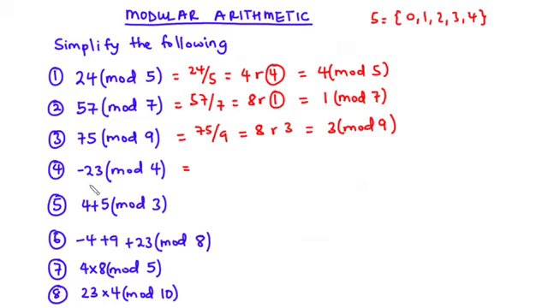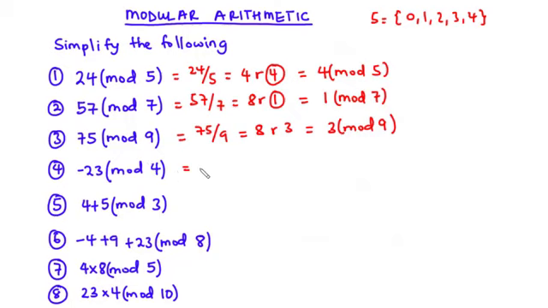For question 4, we have a negative value. So in simplifying modulo of a negative number, we are not just going to divide by the value of the modulo. However, we are going to add the value of the modulo, which is 4, to negative 23 until we get a positive value less than 4. So that is what we are going to do. We are going to add 4 to negative 23 severally until we get a positive value less than 4.